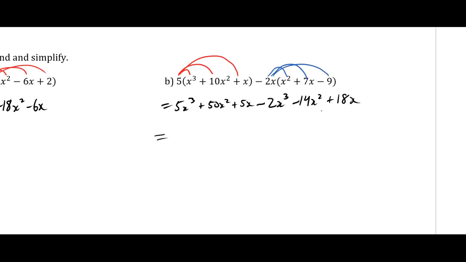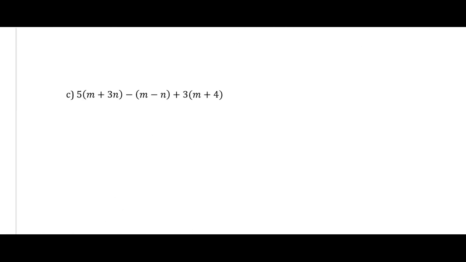I've got a couple of x cubed terms, 3x cubed, 5 minus 2. Got a couple of x squared. 50 minus 14 is plus 36x squared, and 5 plus 18 is plus 23x. Again, I can't go any further. Those are all different. They all have different exponents on the x's. Yes, they're all x's, but they're different exponents, so I can't go any further.